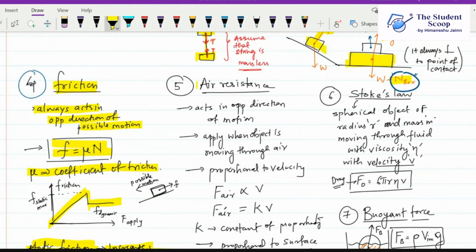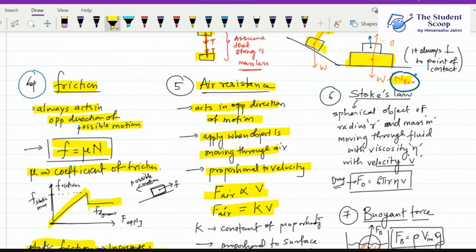Then there is air resistance. Air resistance is another kind of resistive force. It also acts in the opposite direction of the possible motion. So read the question: if it says that the object is moving through air, always consider air resistance. Whenever there is air resistance, it is proportional to velocity. So as the velocity increases, the air resistance will increase. So we can have a relationship like F equals alpha V or F equals kV.